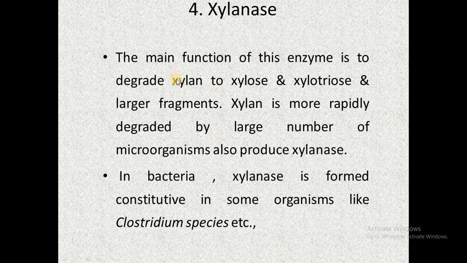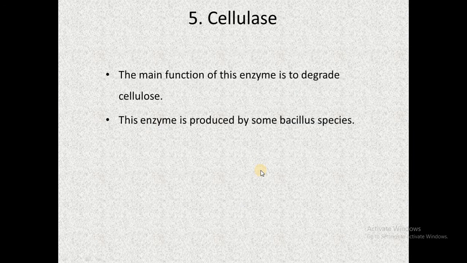Next is xylanase. The main function of this enzyme is to degrade xylan into xylose and xylobiose. Similarly, the large fragment of xylan is converted into xylose and xylobiose. It is degraded by the enzyme xylanase. In bacteria, xylanase is formed constitutively in some organisms like Clostridium species. So xylanase is mostly produced by Clostridium species. It degrades the xylan into xylose and xylobiose.